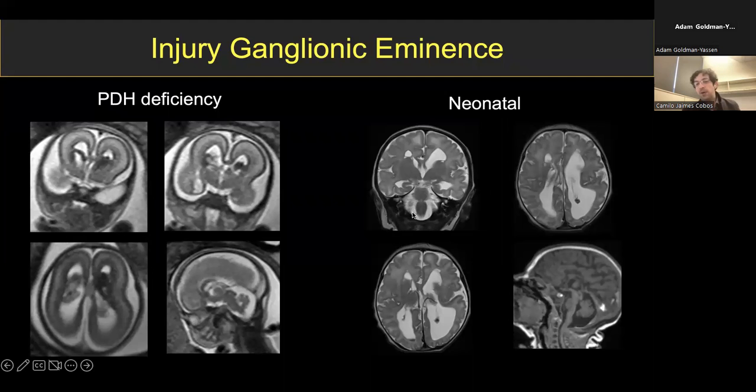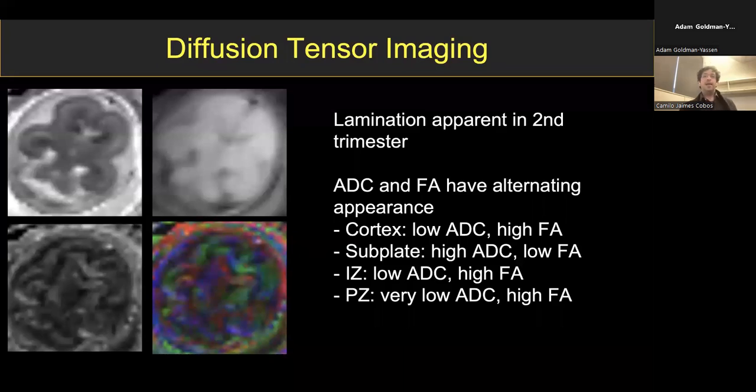And this is the follow-up of that same neonate. There are a couple of features of pyruvate dehydrogenase deficiency. I'm not going to dwell too much on that, but you can see the ganglionic eminence is gone. You can still have some areas of gliosis and cystic change, but if you just looked at this as a newborn, you wouldn't say, oh, of course, this is the result of an injury to the ganglionic eminence. So as we started to look earlier and earlier, we were starting to comprehend a bit more about how some of these diseases settle and result in the phenotypes that we see later on.